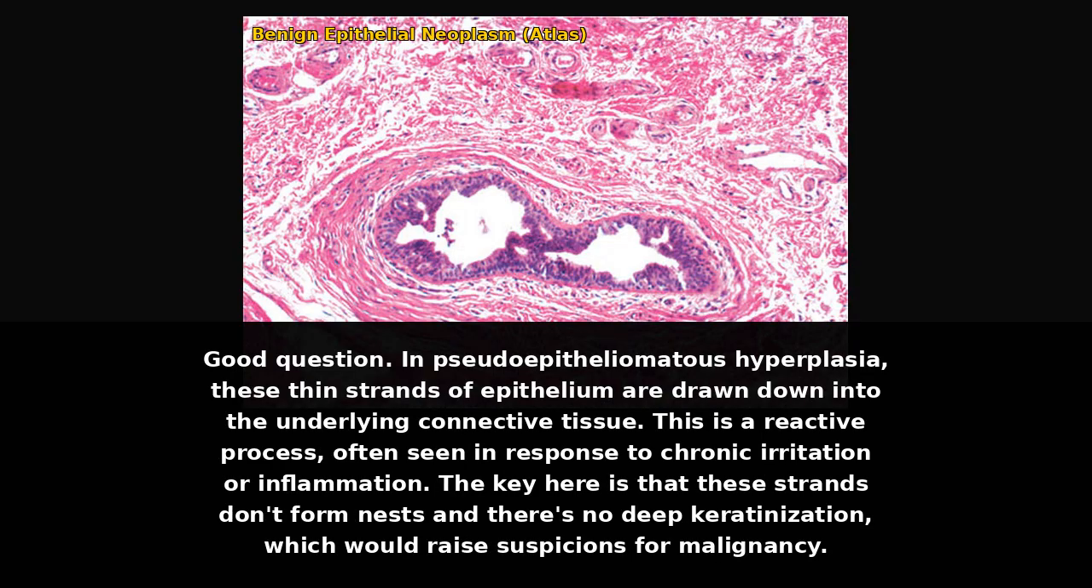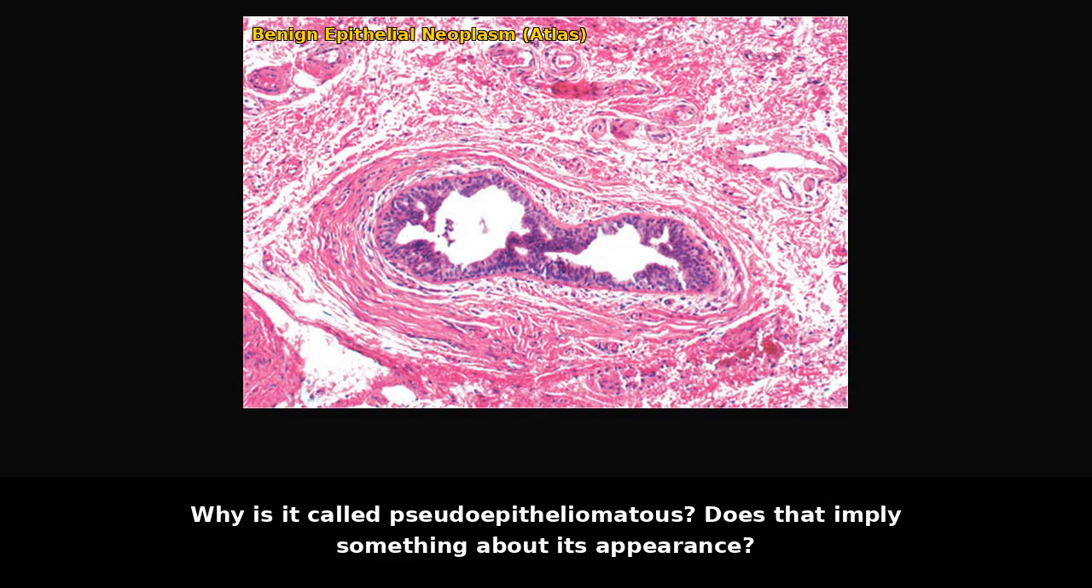Good question. In pseudoepitheliomatous hyperplasia, these thin strands of epithelium are drawn down into the underlying connective tissue. This is a reactive process often seen in response to chronic irritation or inflammation. The key here is that these strands don't form nests and there's no deep keratinization, which would raise suspicions for malignancy. Why is it called pseudoepitheliomatous?